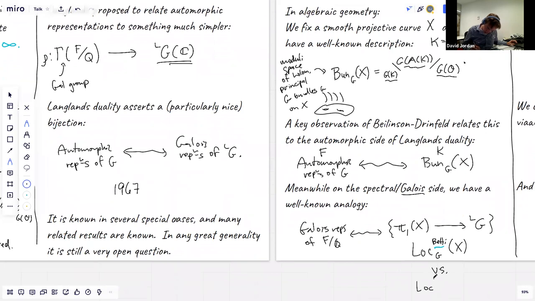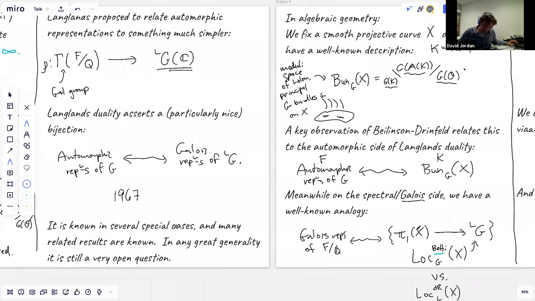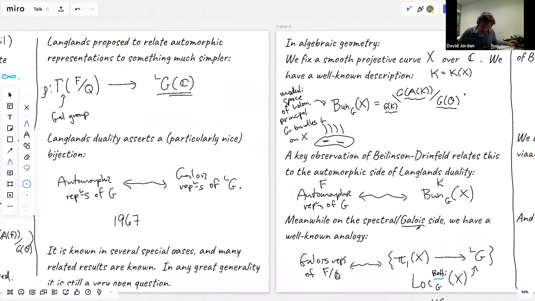Later on we'll see a slightly sneakier object, which is loc G de Rham of the same curve. But this loc G Betti is something quite elementary. The fundamental group of the surface: it's an algebraic curve, but we just treat it as a surface, so that's quite elementary. It has a finite presentation, and then we're just studying maps. It's really just a finite type variety quotiented by a group action.